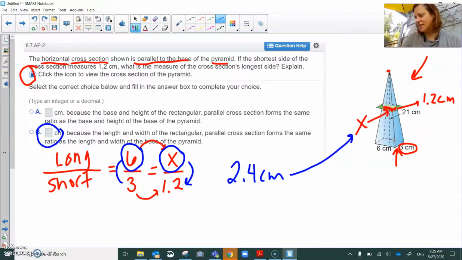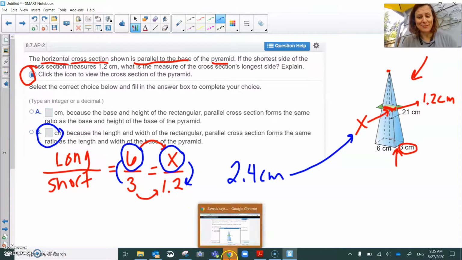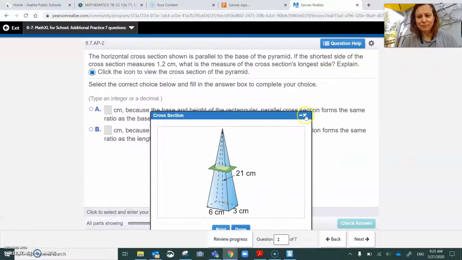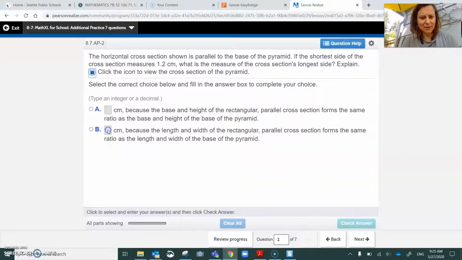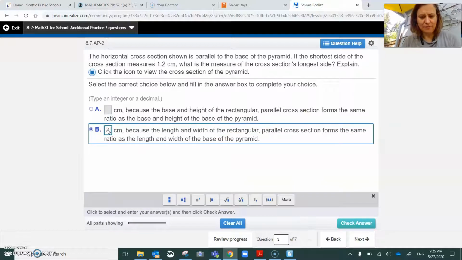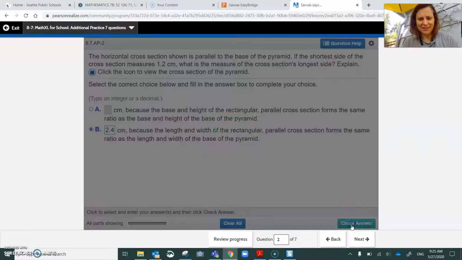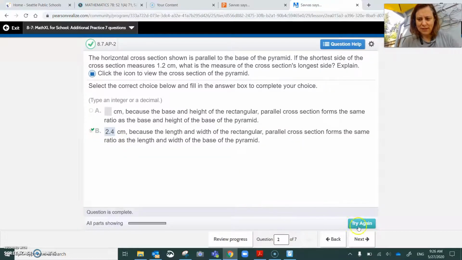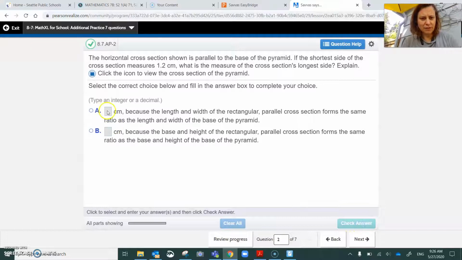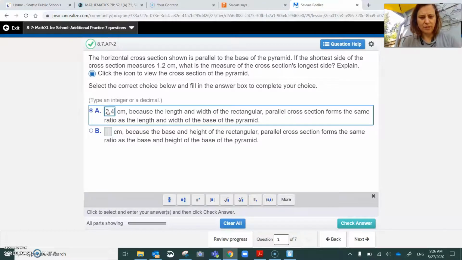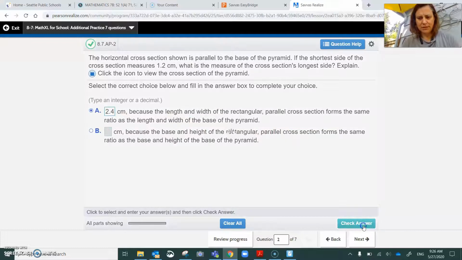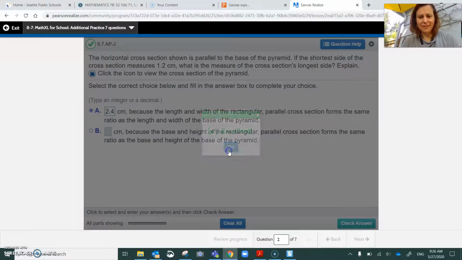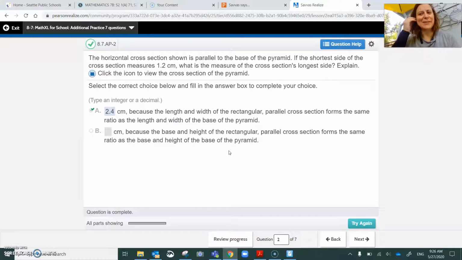And just out of curiosity, let's actually go to the problem, and I'm going to put this in and see if I'm right, because there is an awfully good chance that I'm not. Okay, I think it's going to be this one. 2.4. Check answer. Oh, phew. I wonder what would have happened if I'd put 2.4 in the other one. 2.4. Oh. Nice.